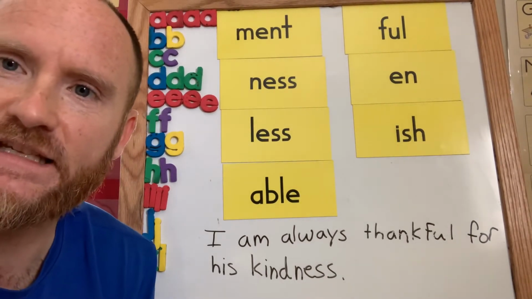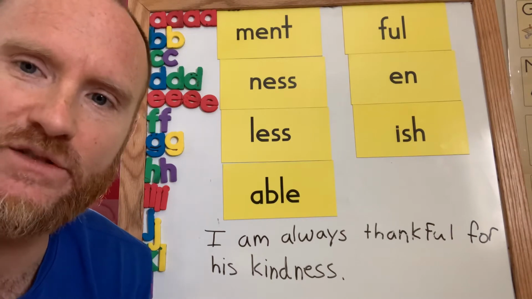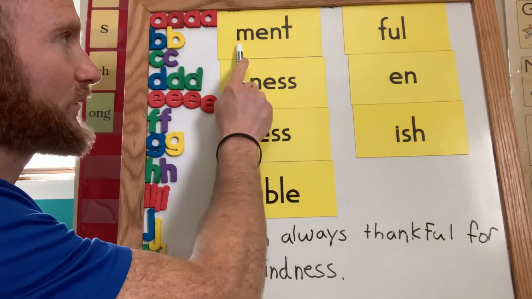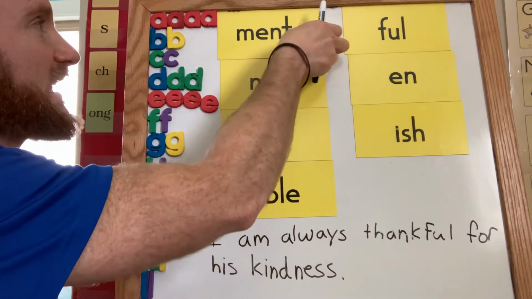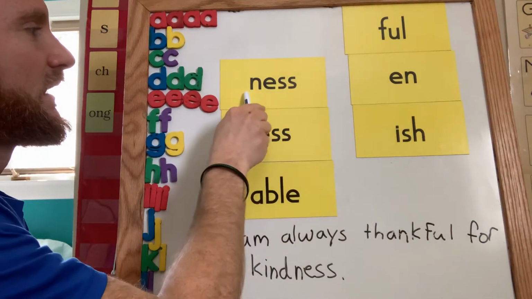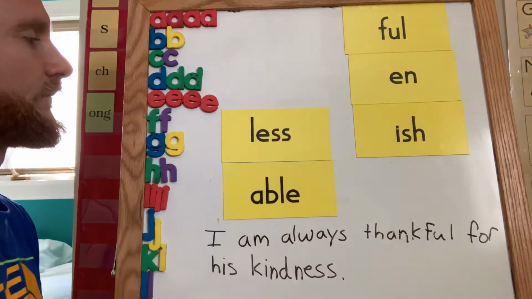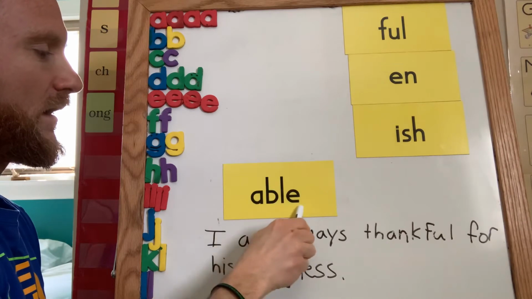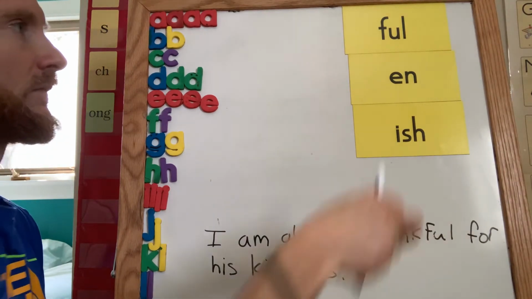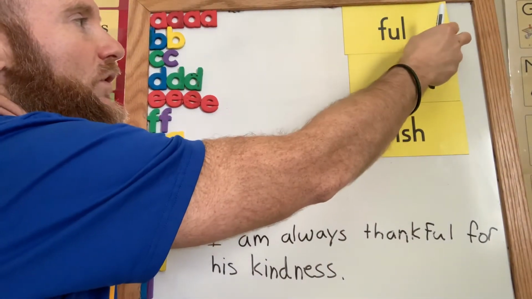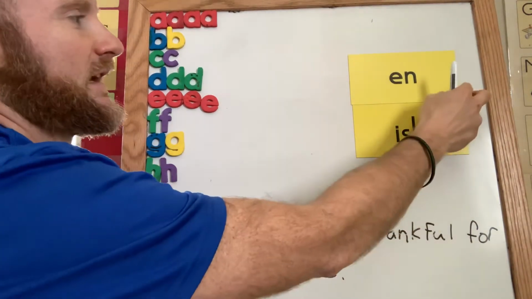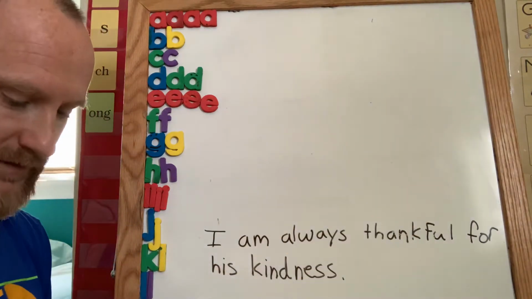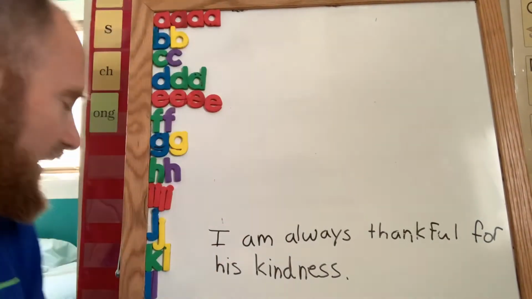All right, so let's talk about our new suffixes for this unit. Remember, a suffix is something that gets added on to the base word and it changes the meaning of that base word. Okay, so let's look at them. Ready? Read them with me. Meant, ness, less, able, full, in, ish. Okay, so those are our suffixes that get added onto that.